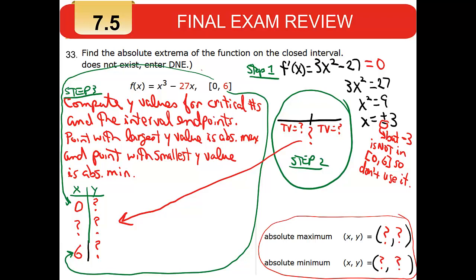You want to compute your y values for all your critical numbers. That means you've got to find your critical numbers. So step 1 is take the derivative, set it equal to 0. You get plus or minus 3. But remember, the interval you're checking on is 0 to 6. So negative 3 is not in the interval, so you can just toss negative 3.